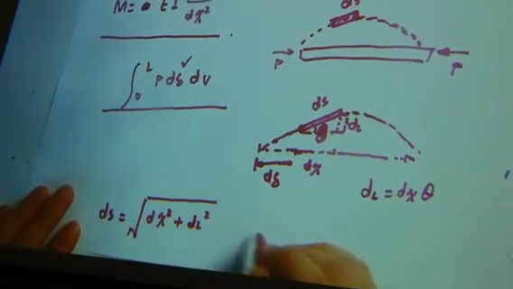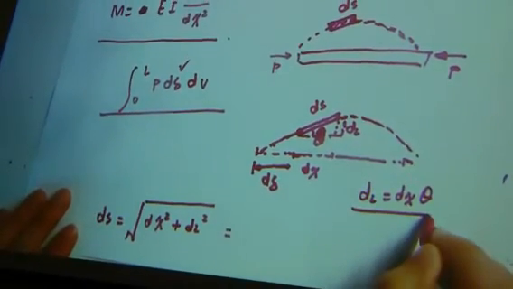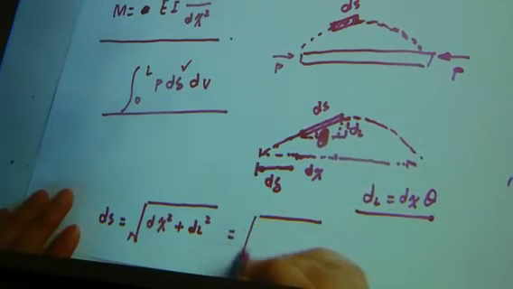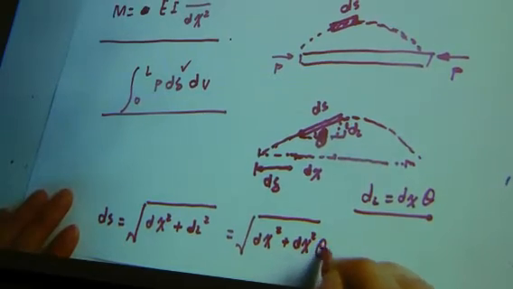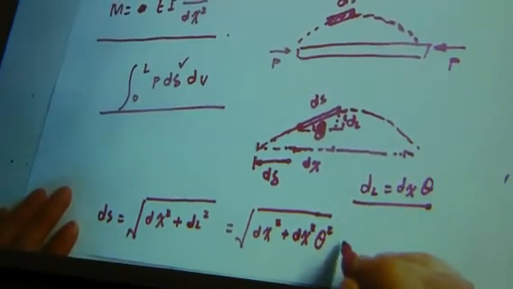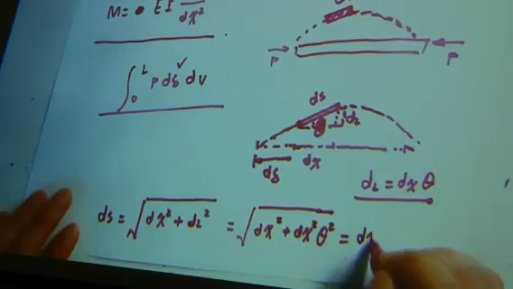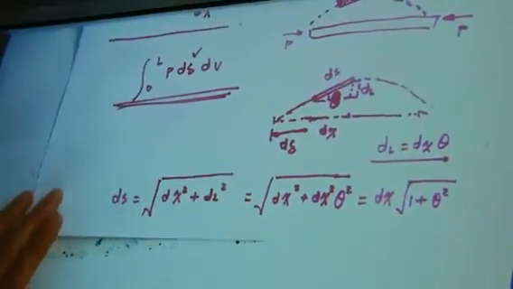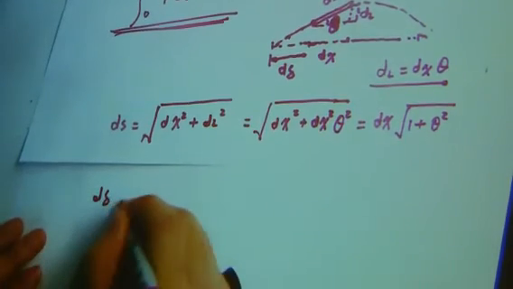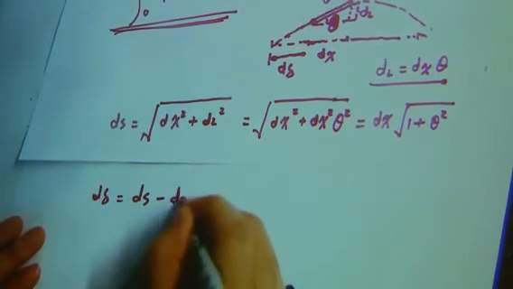And so if I use this equation, ds is the square root of dx squared plus dx squared theta squared. Right? So this becomes dx times the square root of 1 plus theta squared. This is ds. And then what is d delta? Because this is the term we are trying to figure out. So d delta equals ds minus dx.